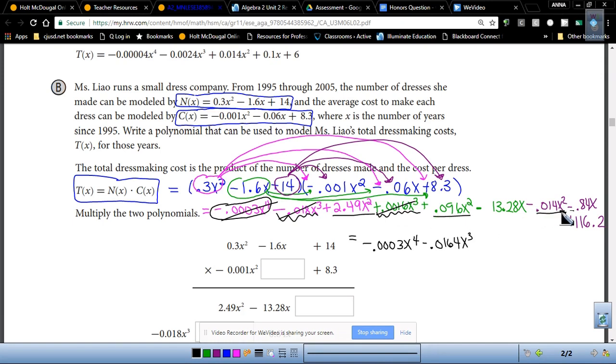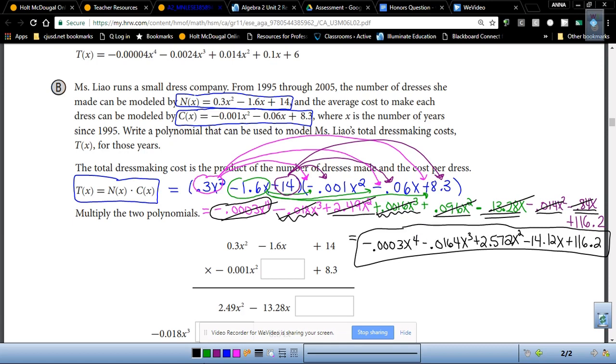Then I have my x squareds, and notice I actually have 3 different x squareds. So I need to combine all 3 of them, and that's 2.572x squared. I'm going to cross off as I use them, especially in these larger polynomials, to keep track of what's still left. Then I have some x's. I have 2 x's to combine: negative 13.28 minus 0.84, that's negative 14.12x. And don't forget the constant; that constant is going to add on here. And so here's my polynomial. This represents Ms. Lau's total cost of her dress company from 1995 to 2005.